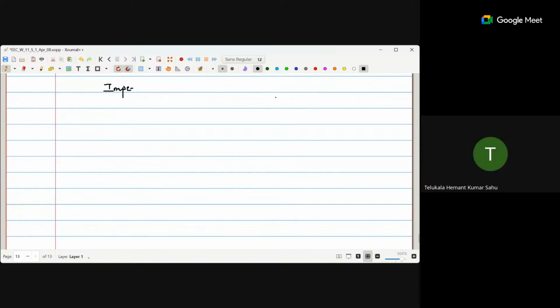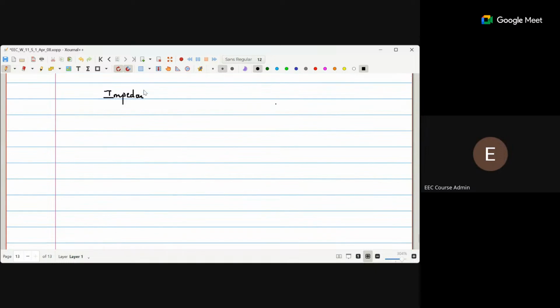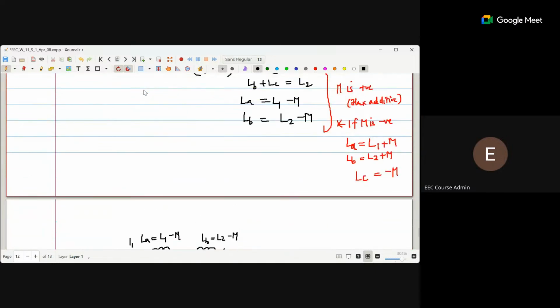If M is negative, ma'am, what? Everything will be here. You will replace M with minus M. So LA expression will become L1 plus M, LB will become L2 plus M, and LC will become minus M.